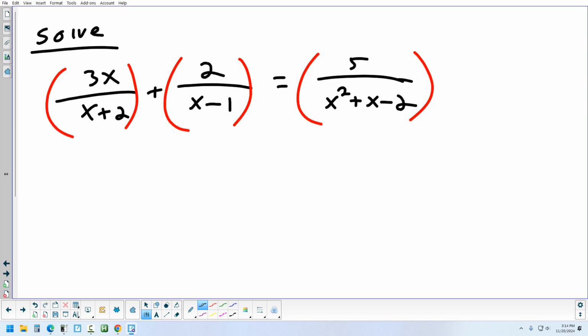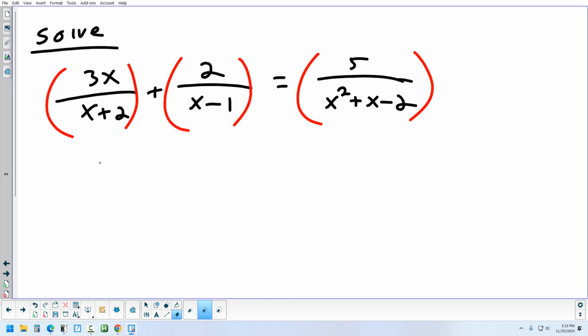What's x times x? X squared. So we're just going to do x squared, and then x times negative 1, negative x, and then plus 2x. Negative x plus 2x is 1x. And 2 times negative 1 is negative 2. So is the product of our first 2 denominators equal to the third one? Yes. So that's good.